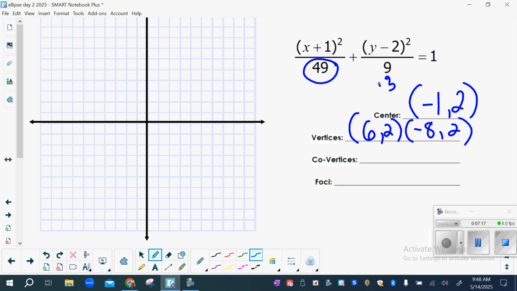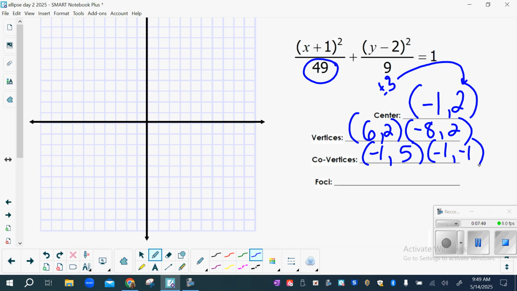I'm going to do the same thing with this guy. I'm going to take that plus or minus 3. So I get -1, and I add 3, so 5, and I get -1, and I subtract 3, and I get -1. How did I do? Did that seem right? Someone tell me if I'm wrong. Thank you. Okay, we're going to do the foci in a minute.